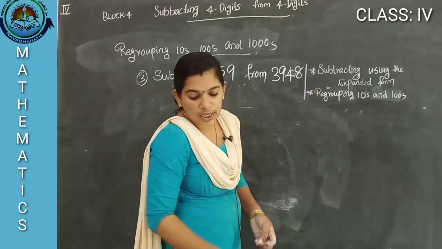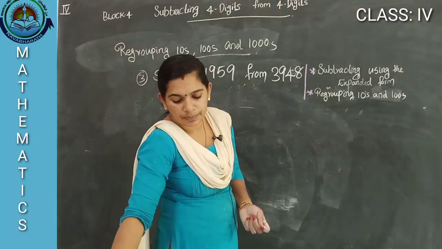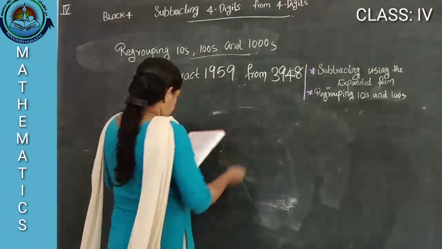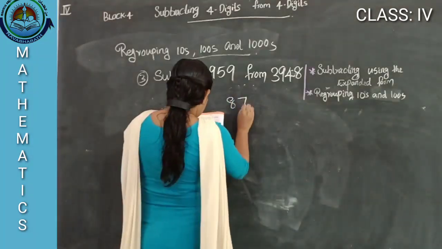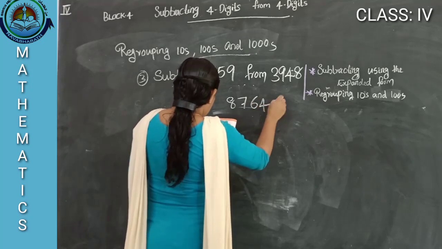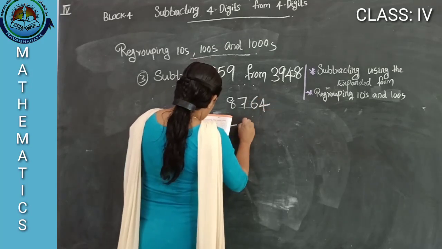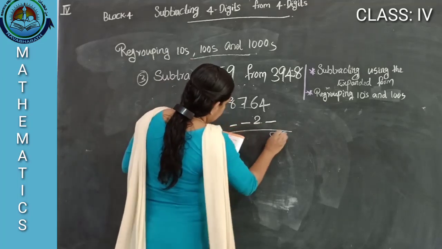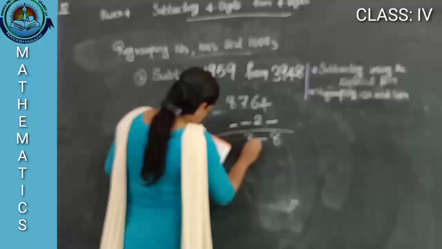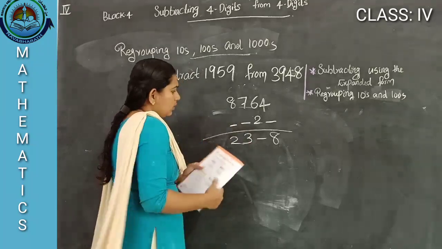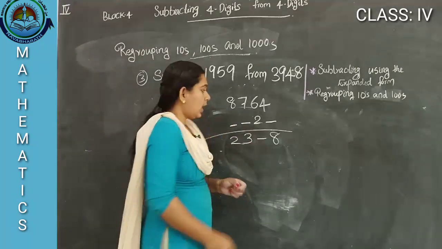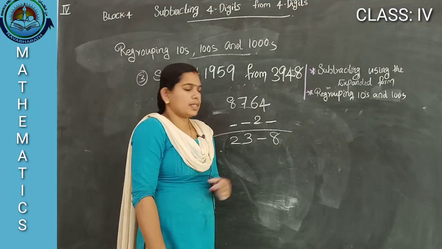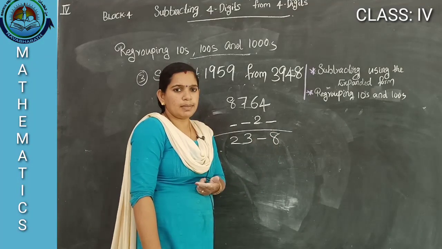The next question, find the missing digits. 8,764 minus a three-digit number ending in 2. The answer is 8, with the missing numbers 3 and 2. Okay, 4 minus 6. We discussed this type of problem in the previous class.